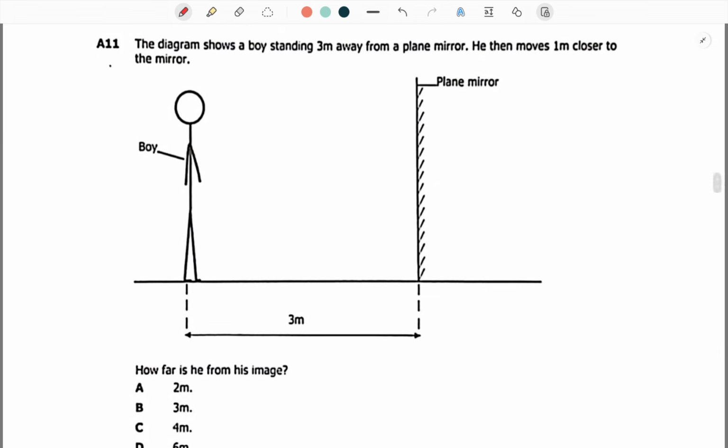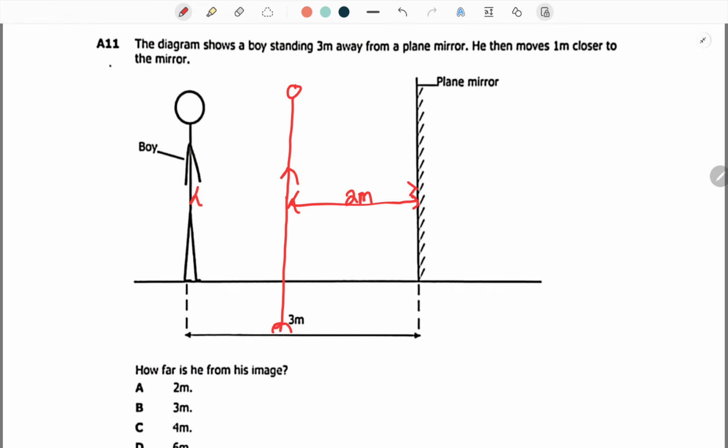The diagram shows a boy standing 3 meters away from a plane mirror. He then moves 1 meter closer, so this guy now changes location. He now moves at least 2 meters towards the mirror.